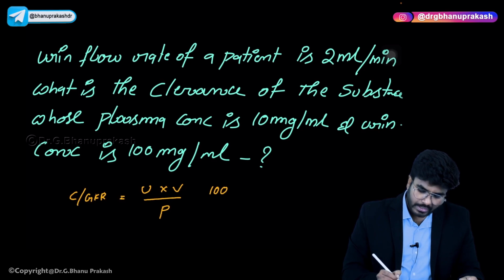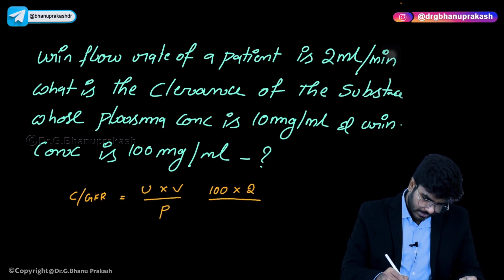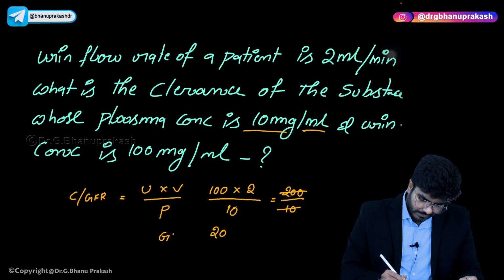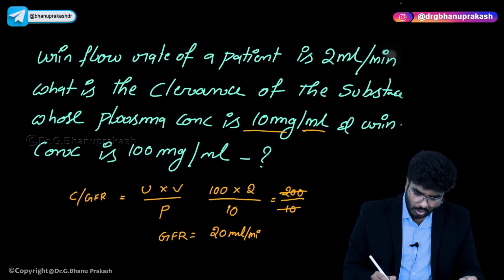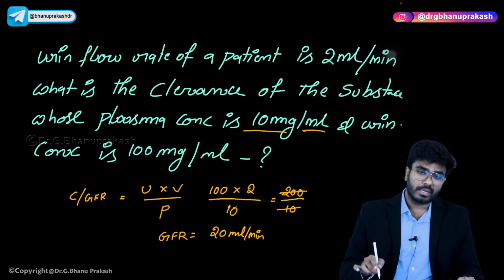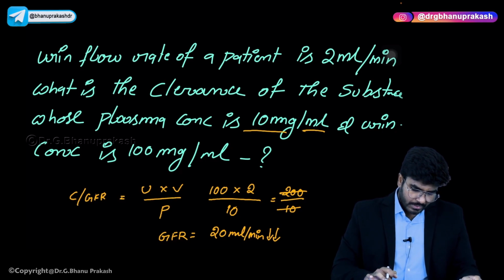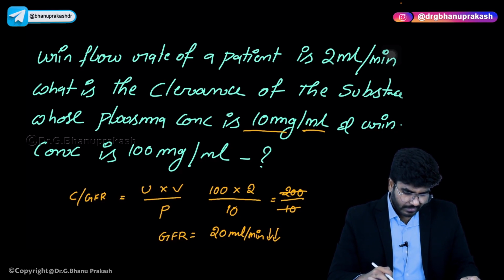So with this, what is the urinary concentration, guys? Urinary concentration is 100 mg per ml, into what is the volume of urine getting produced? 2 ml per minute, by what is the plasma concentration? Plasma concentration is 10. So 200 divided by 10. How much will it be? 20. So GFR in this particular person is 20 ml per minute. What is the normal GFR? 120 ml per minute. In this condition, GFR is drastically falling. So this is how the questions will be asked on GFR calculation.